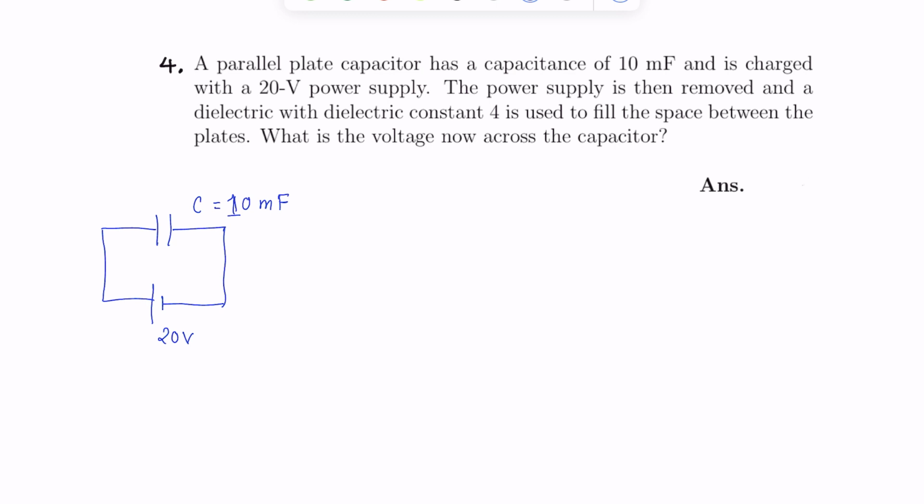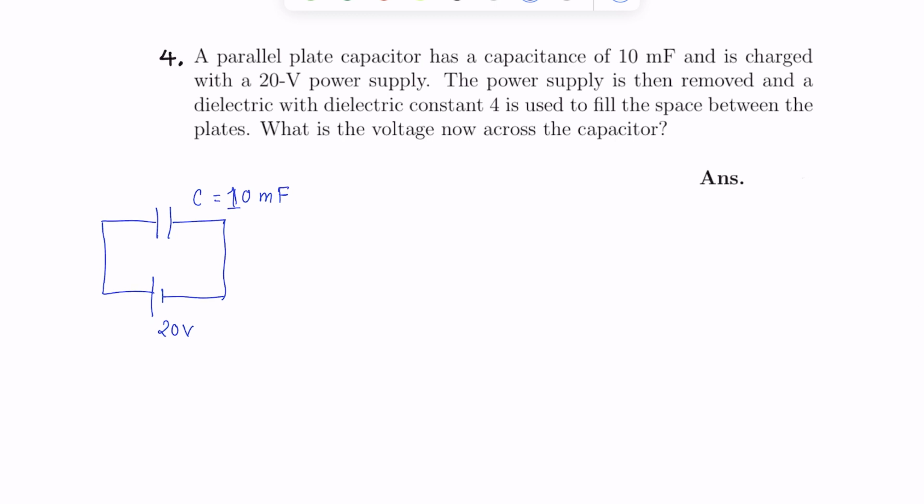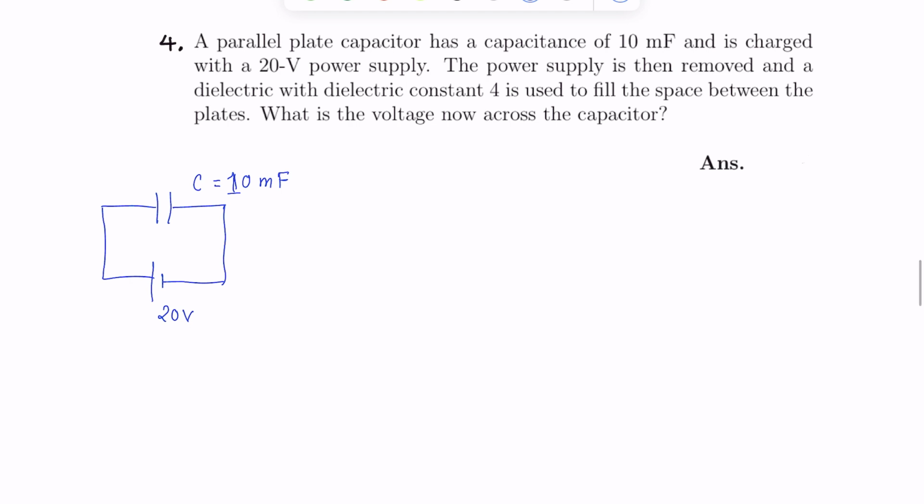So this is the situation. We have a capacitor and then there's a battery supply. The power supply is then removed, and a dielectric with dielectric constant 4 is used to fill the space between the plates. Okay, so this is a question that is testing whether you know what the job of a dielectric is. I'm going to just tell you exactly what the job of a dielectric is.